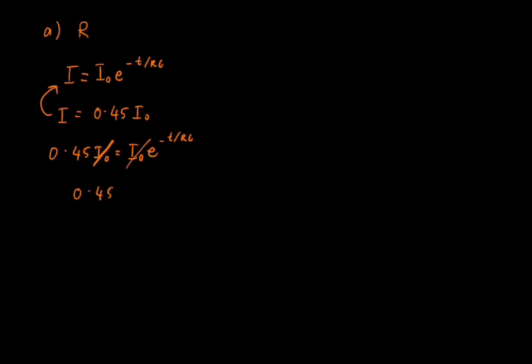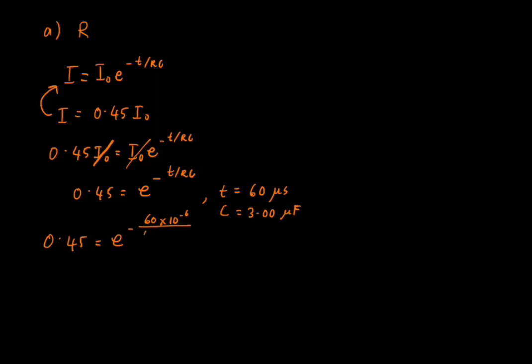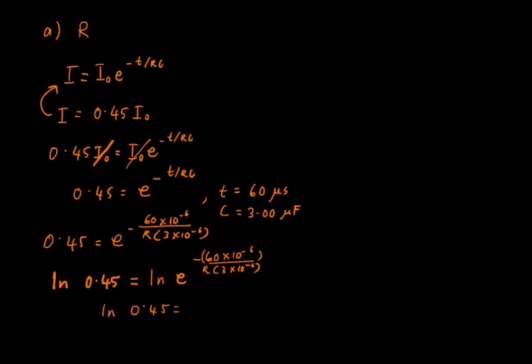You can cancel out I naught from both sides, and then what you have to do is substitute in time and also capacitance. They are both given in the question. Time is 60 microsecond and the capacitance is 3 microfarad. Substituting those values will get you the equation in this form. And now we have an exponential. To get rid of the exponential, you have to use ln 0.45 is equal to ln exponential of that, and then you can cancel out the ln to get this, and then you just have to use your calculator to solve for R. The final value of R will be 25 ohms.